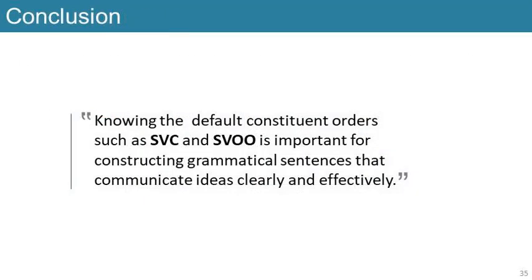In conclusion, knowing the default constituent orders such as SVC and SVOO is important for constructing grammatical sentences that communicate ideas clearly and effectively. However, advanced learners of English need to know that there are exceptions to these basic structural conventions. Writers and speakers often intentionally place clause constituents in an unusual position for emphasis or impact. You can find out more about these exceptions in the third video of this series on English syntax.